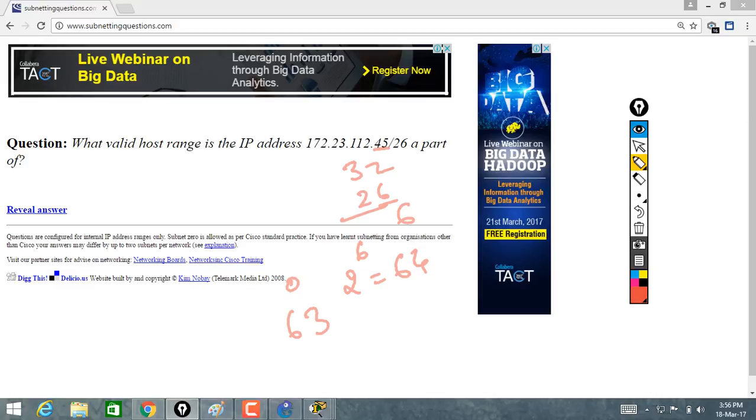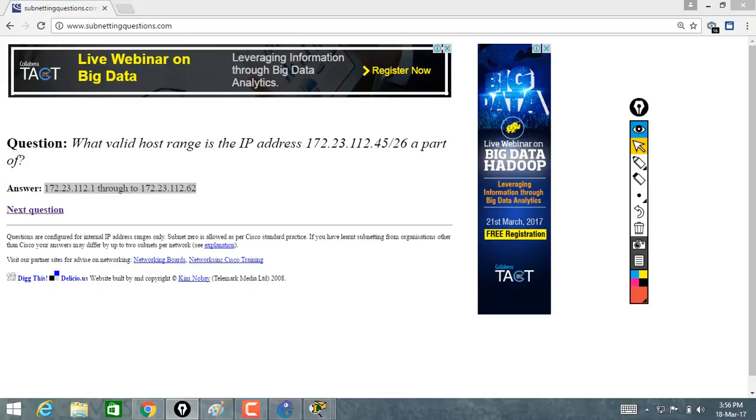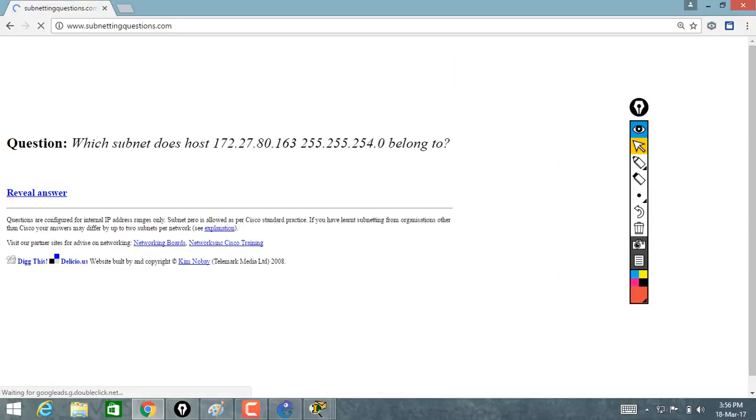So the valid host range will start from 172.23.112.1, because .0 will be the network ID and .63 will be the broadcast IP. Let's see the answer. Did you get it? I hope at least class C is clear from this. Now let's see if we get something more important.